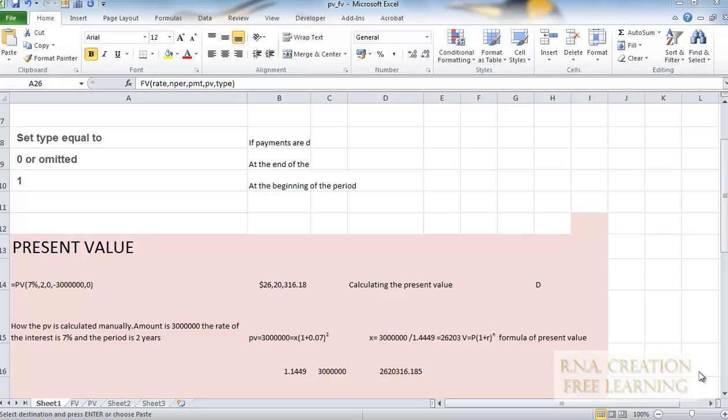In this video, I'm going to talk about only two functions: present value and future value. Let's start with the present value. Now, why do you need a present value? I will explain it to you.